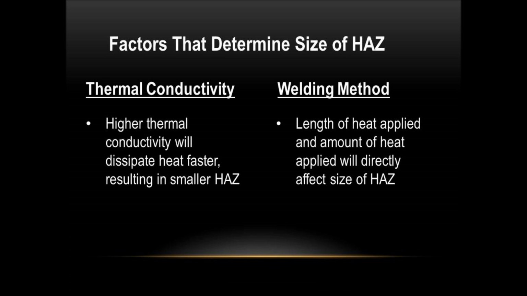There are two factors that determine the size of the heat affected zone. Material's property and welding method are the two factors. Higher thermal conductivity will dissipate heat faster and it will make a smaller heat affected zone. Also, a welding method with low heat input also makes the heat affected zone smaller.